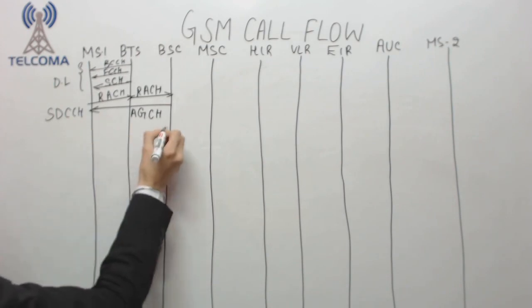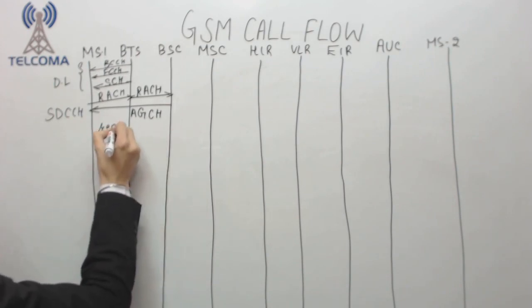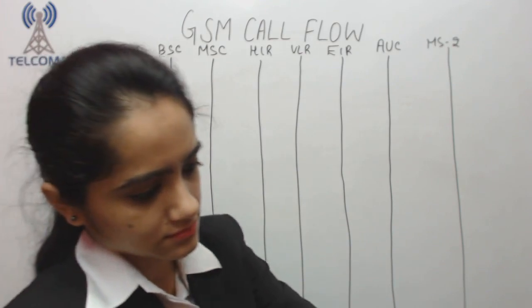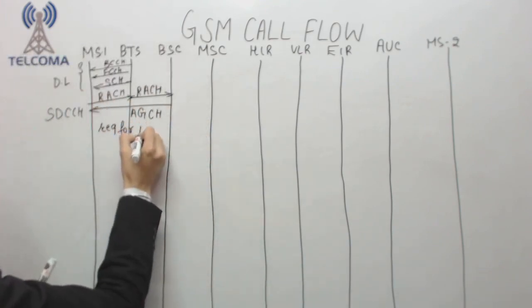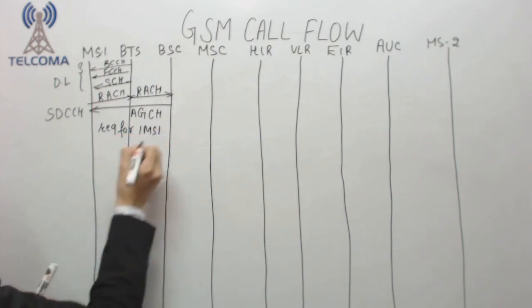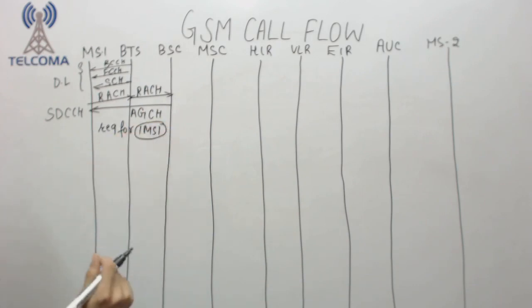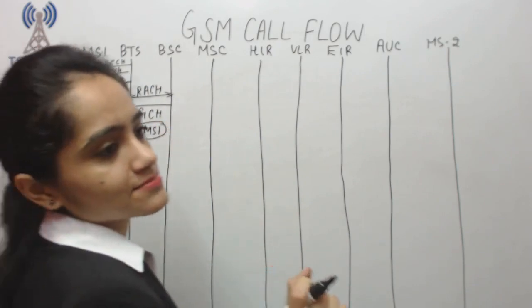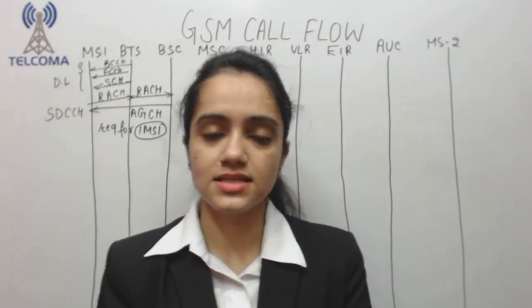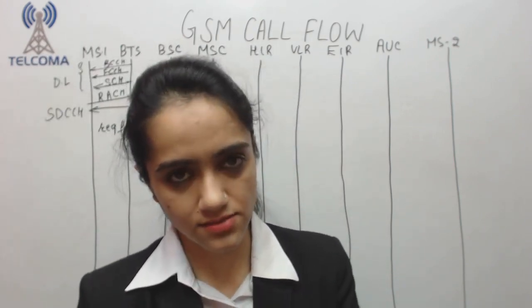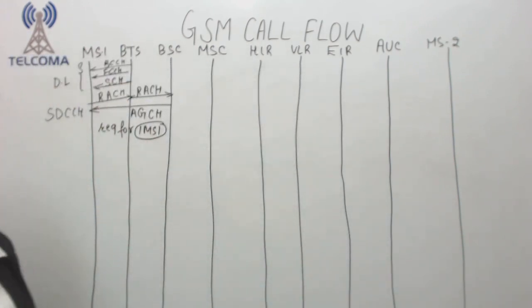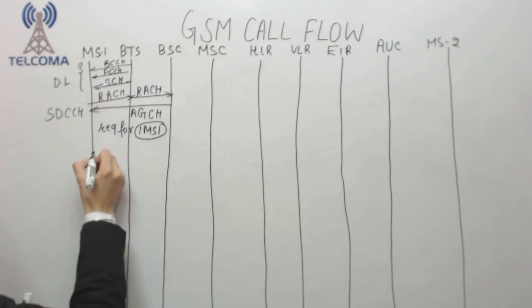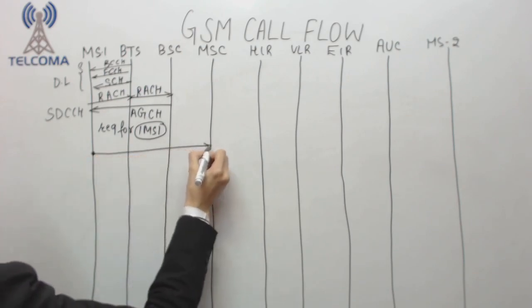Now with this SDCCH we have a message, request for IMSI. This IMSI is the International Mobile Subscriber Identity. In the GSM identifiers class we will cover this also, but IMSI is the International Mobile Subscriber Identity which is there in the SIM card. After this, the mobile station will send the IMSI.